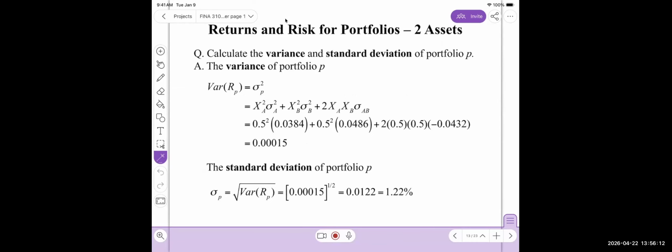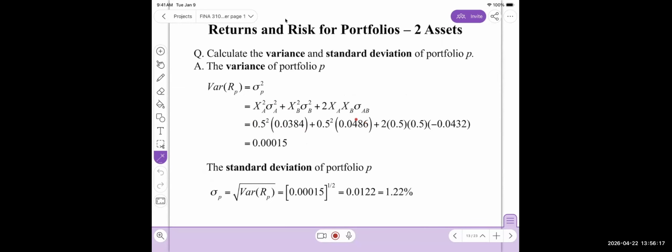All right, so here are all the values. I plug them in using the variance version rather than the standard deviation. And then don't forget the 2 and the weights and the covariance, and this is what you get. This is your variance. It's very small. And when you take the square root, this is now your standard deviation. This is the standard deviation of the portfolio.